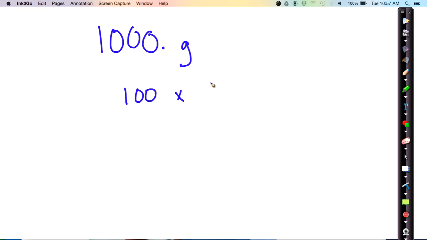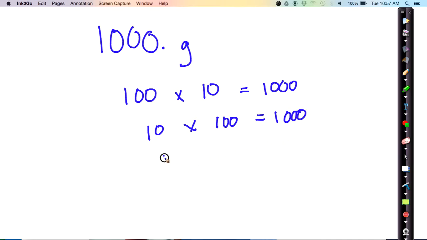So if we have a number like 1,000, and let's make it a measurement, let's say this is 1,000 grams. The decimal place in this number is after the final zero. Now, 1,000 is the same thing as 100 multiplied by 10. Similarly, 10 times 100 gets us 1,000. And as we all know, 1 times 1,000 equals 1,000.